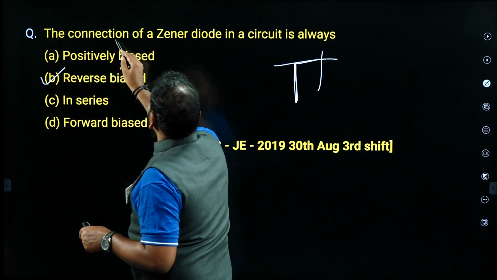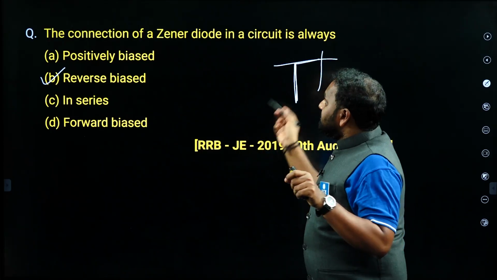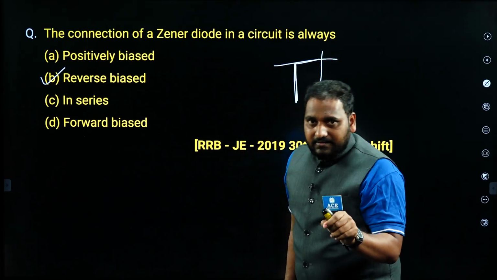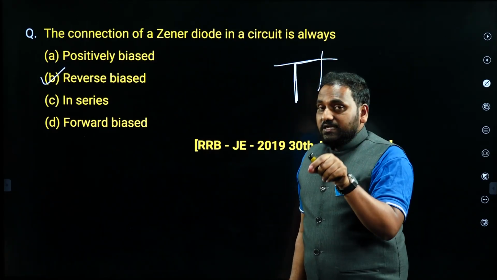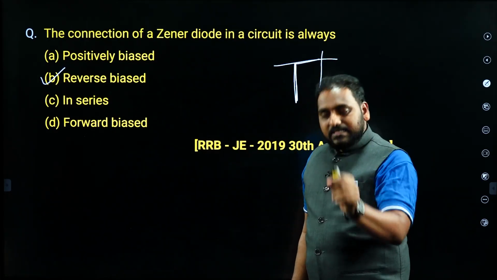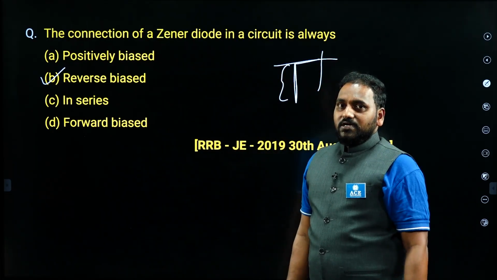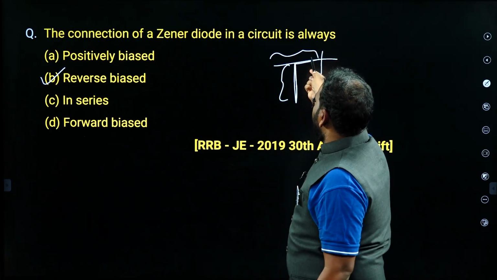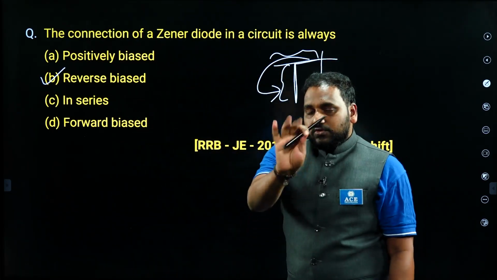He is asking, a Zener diode in a circuit is always. He is not asking where the Zener diode acts as a voltage regulator. If the question is that the Zener diode acts as a voltage regulator in, then the correct answer is reverse conduction state or reverse breakdown state. But for it to conduct, obviously it must be reverse biased. Then only we can bring it into reverse conduction state. That's why B is a suitable option.